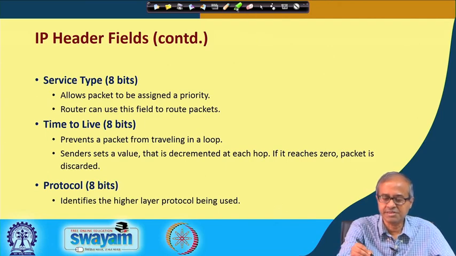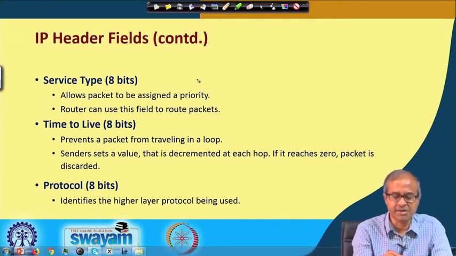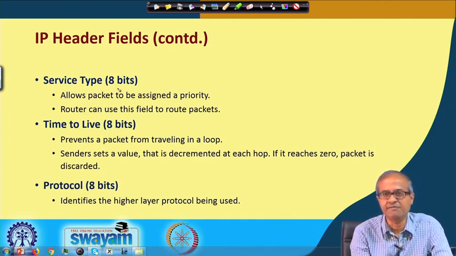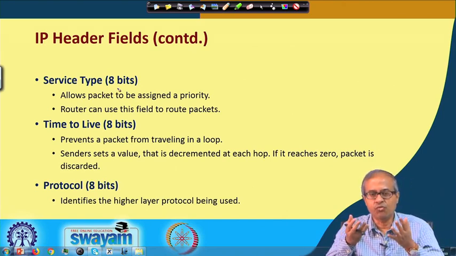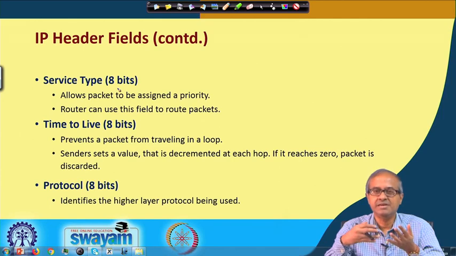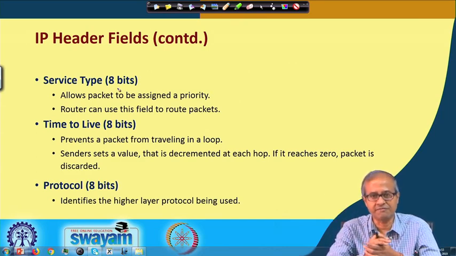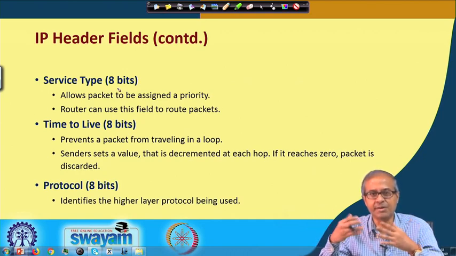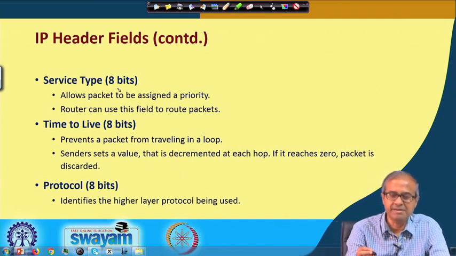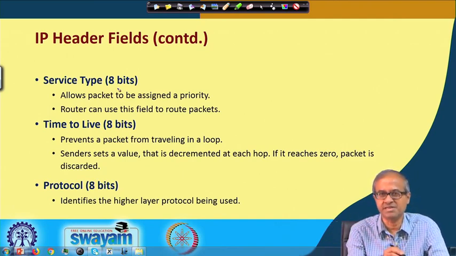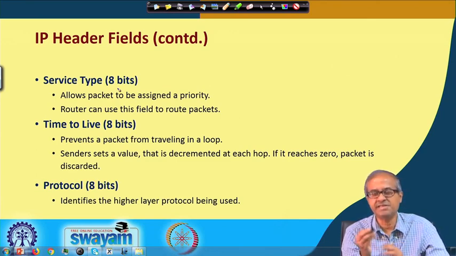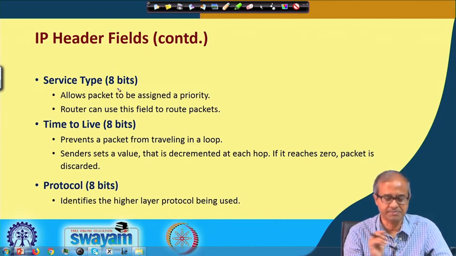Then there are some other fields, some of which are used very rarely. For example, service type. This is an 8-bit field which contains some additional information which allows a machine to tell whether you want some special kind of service, like whether you want to give some higher priority to your packets. Well, if you give some higher priority, then your packets will be routed first, you will get faster performance, you will get more bandwidth, like that. But not all routers support this feature. So, this feature is used very sparingly, normally you do not use this.